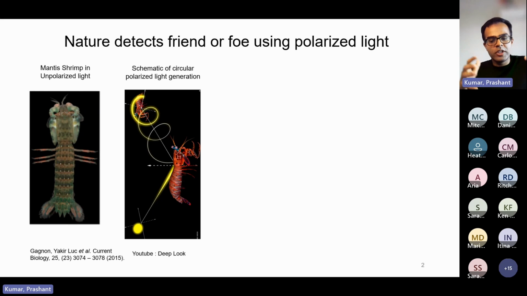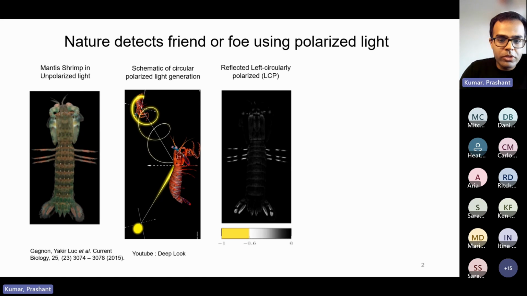When they have these burrows in the seabed, they do not enter anybody else's burrow because they can sense that there is circularly polarized light coming from there. That is how they are detecting friend or foe in that murky environment underwater. How they are able to do it is also very interesting. If you look at their body parts, the tail and the fins, you can see that the reflected left circularly polarized light illuminates only certain body parts. These are the body parts which are used for attacking.